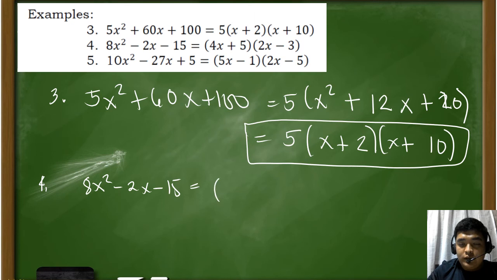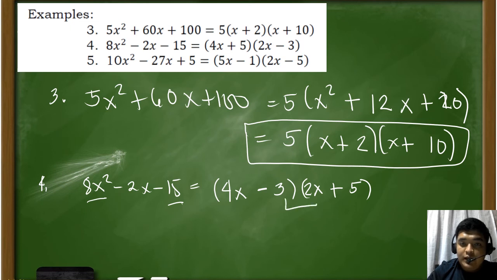So for number 4, we have 8x squared minus 2x minus 15. We will just do trial and error. For the first term, 8, the factors can be 8 times 1 or 4 times 2. Then the factors of 15 are 3 times 5. Let's try 4x and 2x, and for 15, 3 here and 5 here. To check, since the last term is negative, one of the signs must be negative.